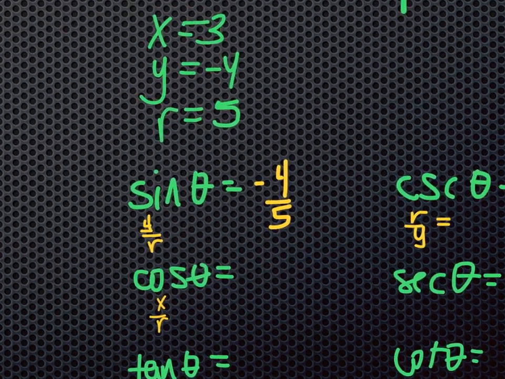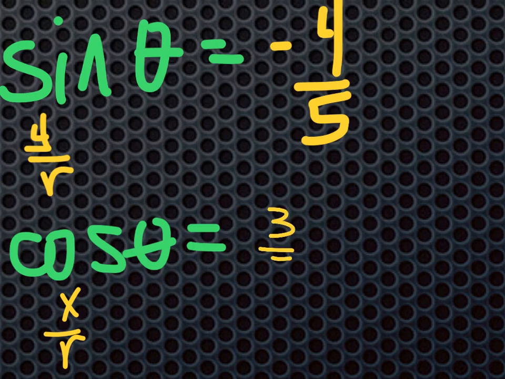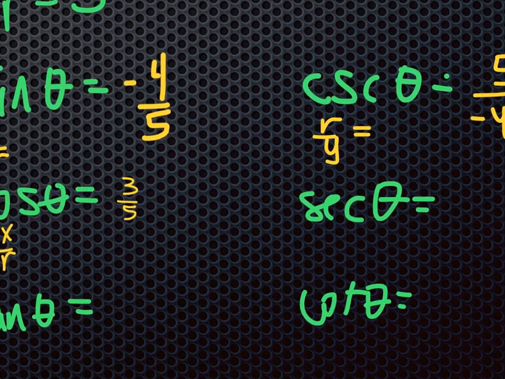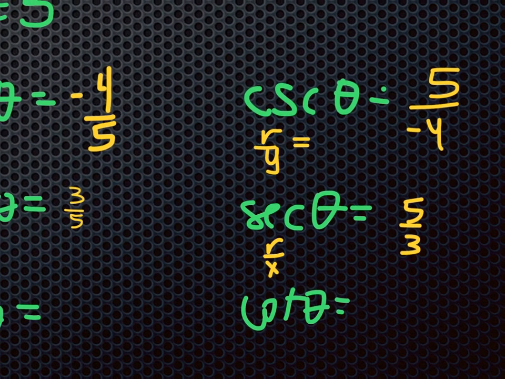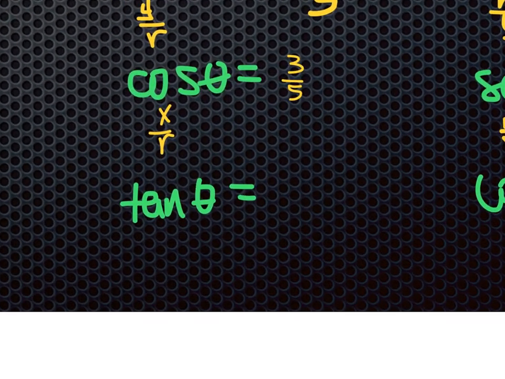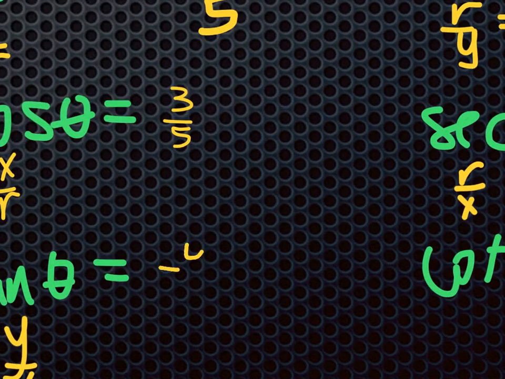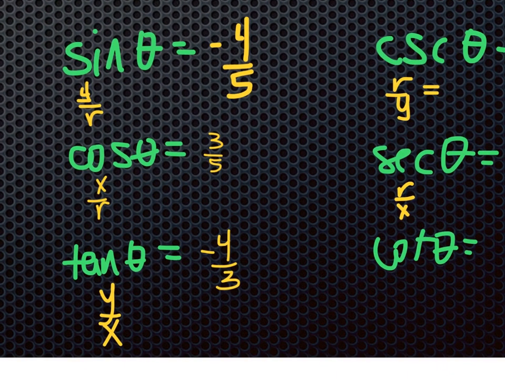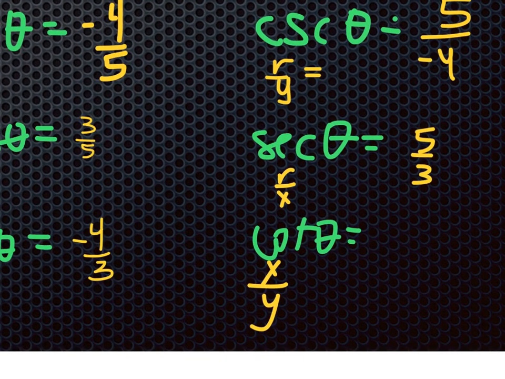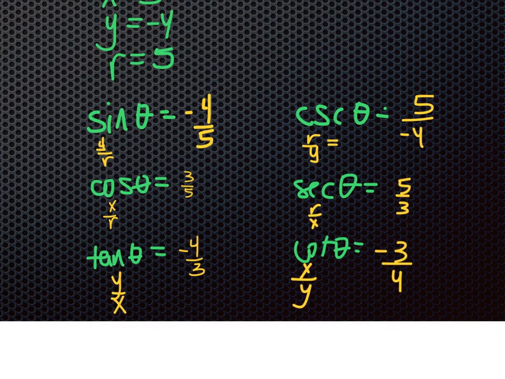What's my x? What's my r? 3 over 5. So my secant is r over x, 5 over 3. Cotangent, what over what? Y over x. So it's what? Negative 4 over 3. So cotangent is x over y, which is negative 3 over 4. Guys, remember, it is so important your signs.